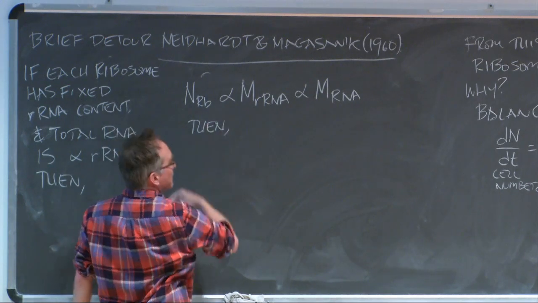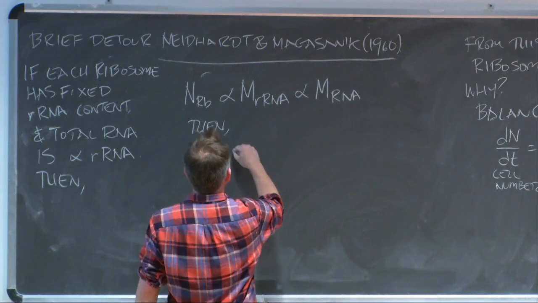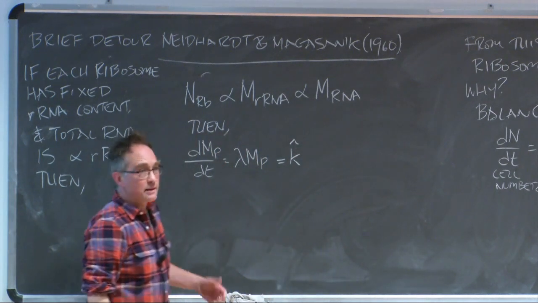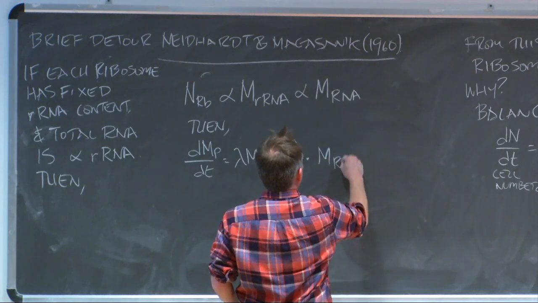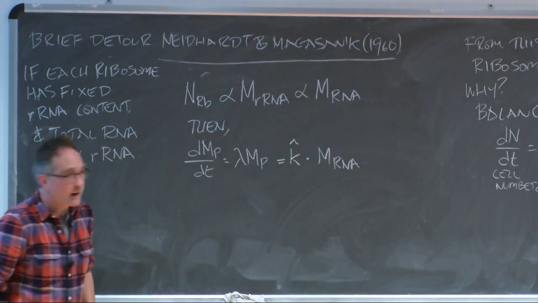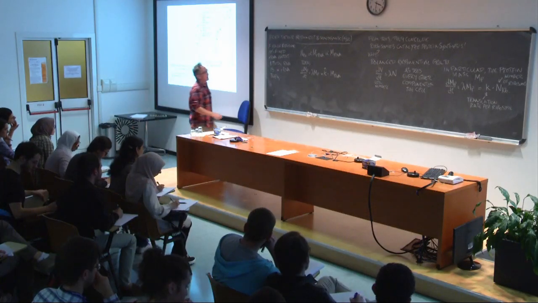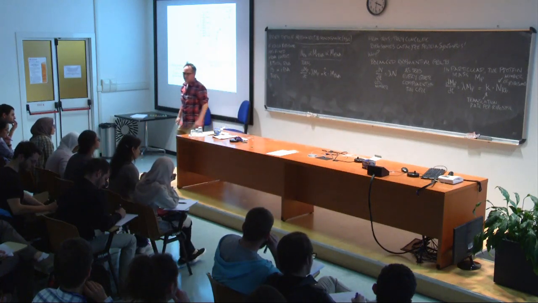Then we would have this dMp/dt is equal to lambda Mp. And then I'm going to use some new proportionality constant, because I don't know what each of these proportionality constants is, but proportional to the content of RNA. That is to say, they're using RNA as a proxy or a readout of the ribosomal content of these cells. And they're allowed to do that because they know that this string of proportionalities is fixed across growth rates. It's always true.